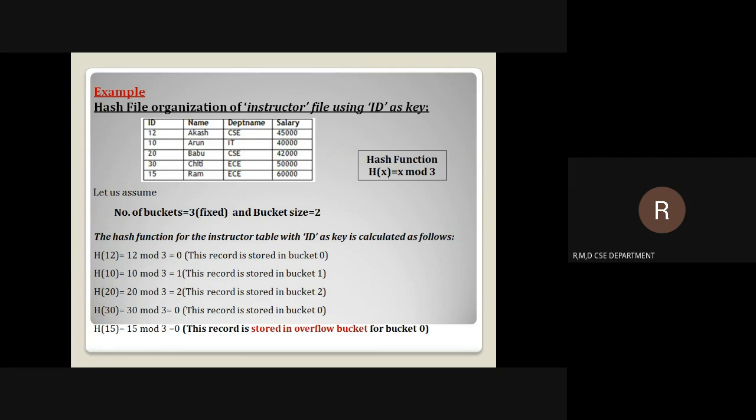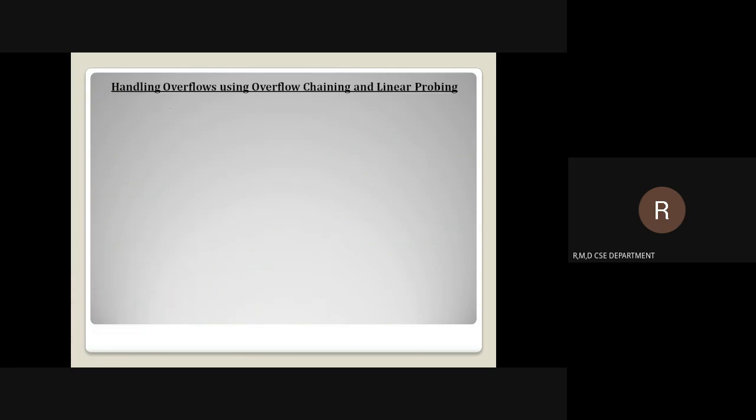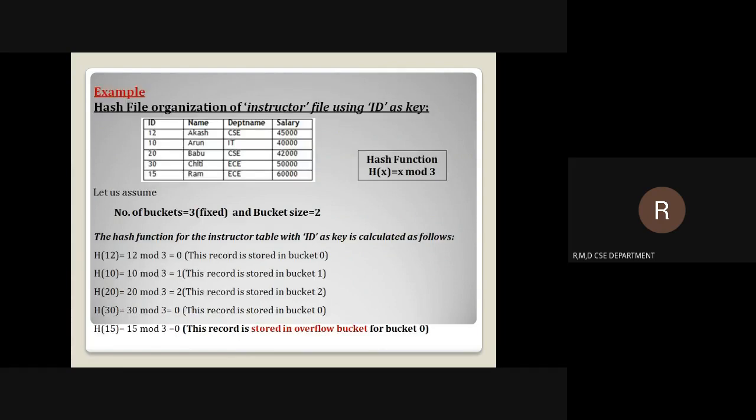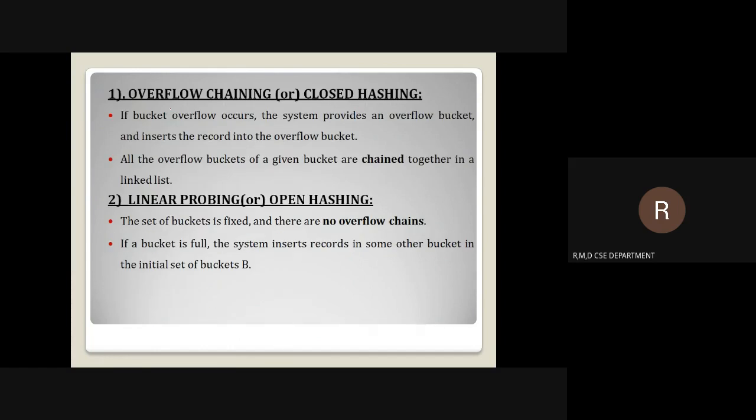The hash function for the instructor table is calculated based on the ID value. For h of 12, h of 10, h of 20, h of 30, and 15, the modulus value is found, and depending on the result, the records are designated into the respective data bucket. Based on that, how do we handle overflows using the two different techniques we have discussed, that is overflow chaining and linear probing, is what we are going to discuss.